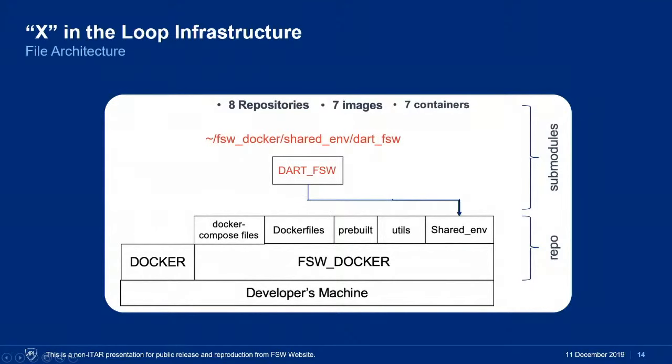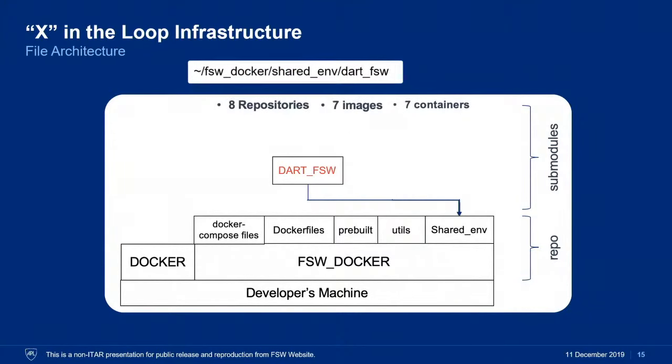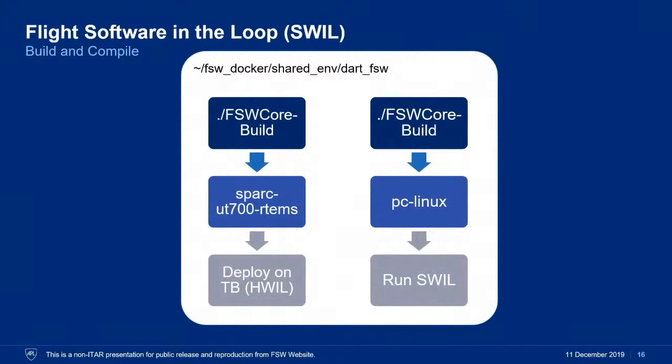So obviously this would live under flight software Docker, shared environment, Dart flight software. If we take a look inside that, we have two different paths, or compilation build paths. One is for Spark UT700 RTEMS and another one for PC Linux. So what this allows us is, from the same code in whatever the Dart flight software submodule is, we can create two images. One image that we can deploy onto our test beds to Swirl, and another image that we can deploy to run our spacecraft on a laptop.